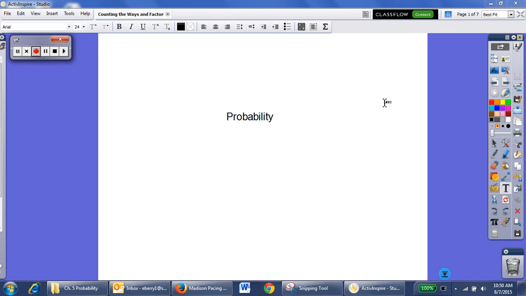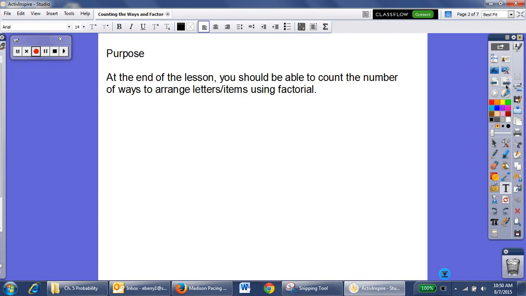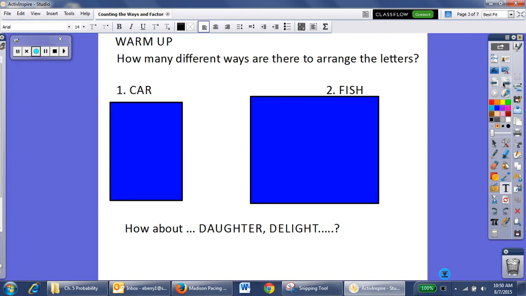Hi students, today we're going to continue learning about probability. At the end of this lesson, you should be able to count the number of ways to arrange letters or items using factorial. Let's go ahead and start with this warm-up. How many different ways are there to arrange the letters in these words? Go ahead and try these ones by writing out all of the ways.